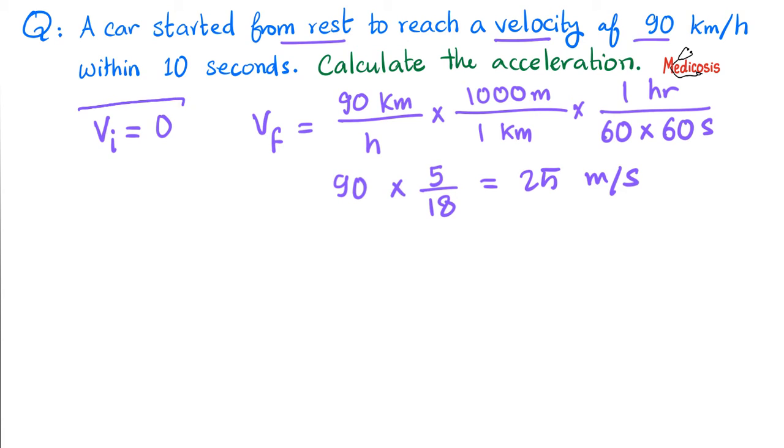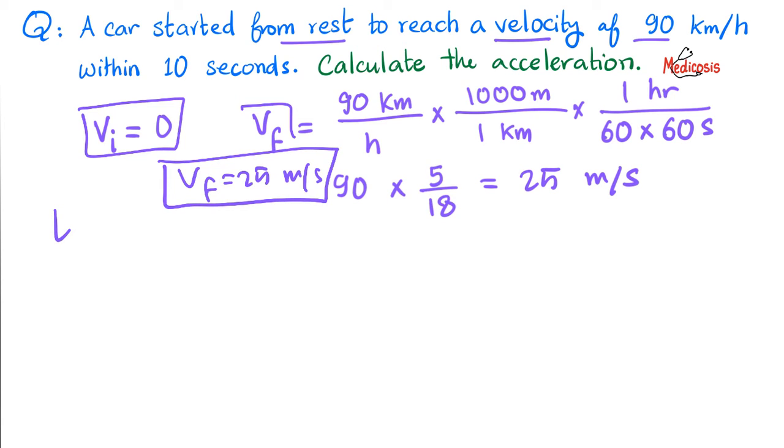Okay, so I have the V initial, which is 0. I have the V final, which is 25 meters per second. And what else do I have? I have the time. My t is 10 seconds. What do they want? They want the acceleration. That's easy peasy.